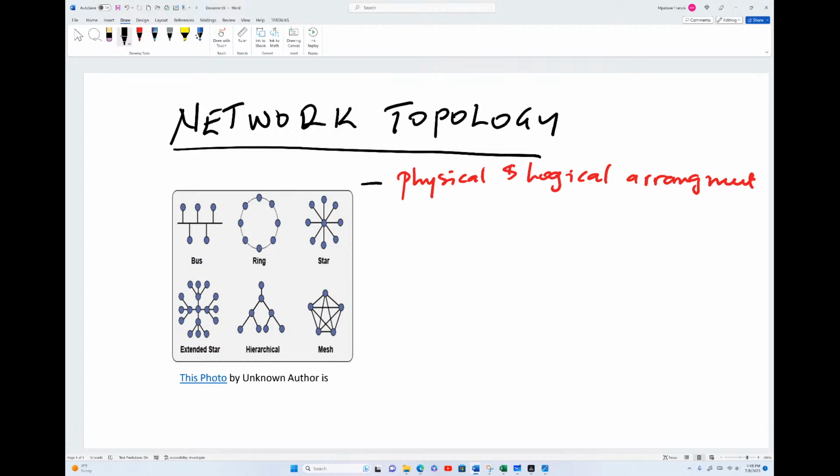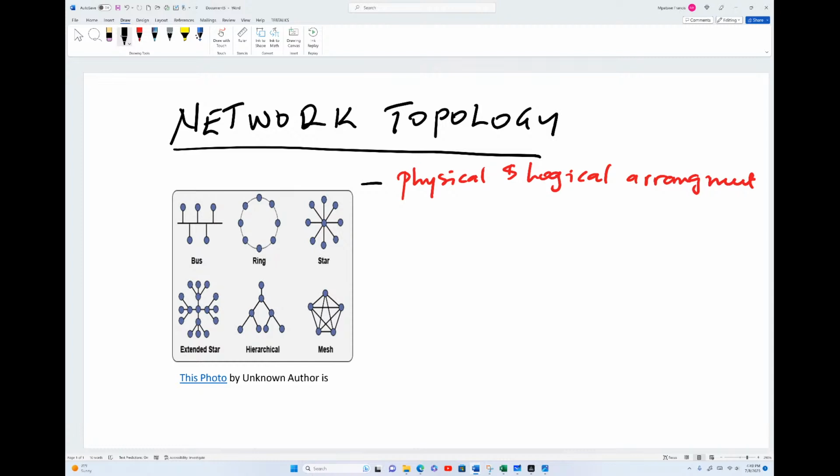So network topology plays a vital role in determining the efficiency, the scalability, and the fault tolerance of a network. A network is something very, very important. Regardless of whatever you're doing, the type of network topology that you use is going to determine how efficient, how scalable, and how fault tolerant your network will be.